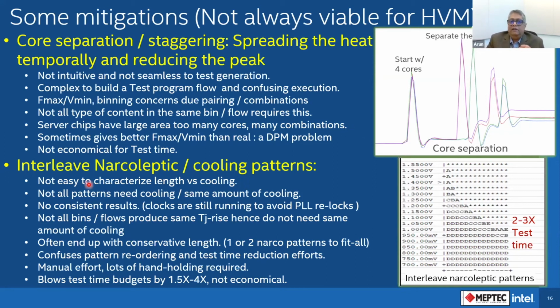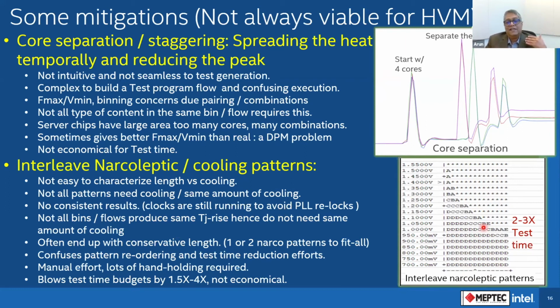Or you can interleave cooling patterns. In fact, I showed the SHMOO before. Somebody reduced it with 17 degrees. The same effect can be achieved by putting cooling patterns between the patterns, right? But once again, it is not consistent because some patterns are hot, some patterns are not that hot. How much cooling you will put, at last you will end up having 2 patterns, and it is too conservative and test time is going through the roof, right?